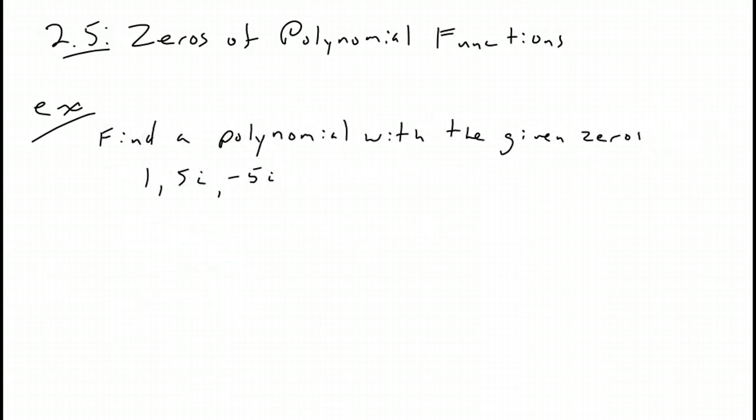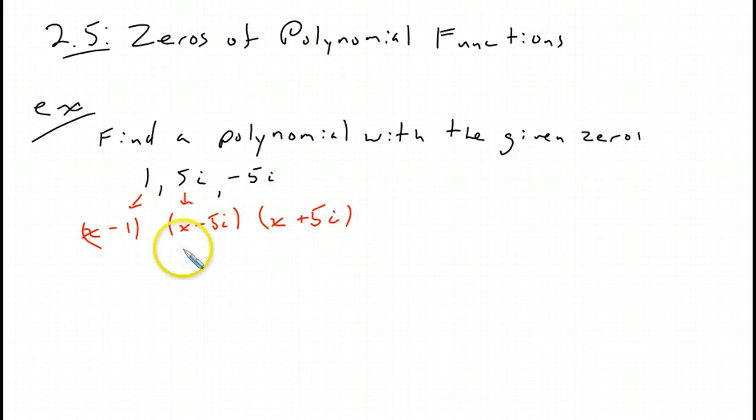Find a polynomial with given zeros. This isn't like our possible rational zero test. This is basically just finding the polynomial and working backwards. We have the zeros. Okay, this is just like the things that we did in 2.1 or 2.2, my apologies. So in order to have 1, we had to have a factor of x minus 1. In order to get a 5i, we had to have a factor of x minus 5i. And in order to get a negative 5i, we had to have a factor of x plus 5i.